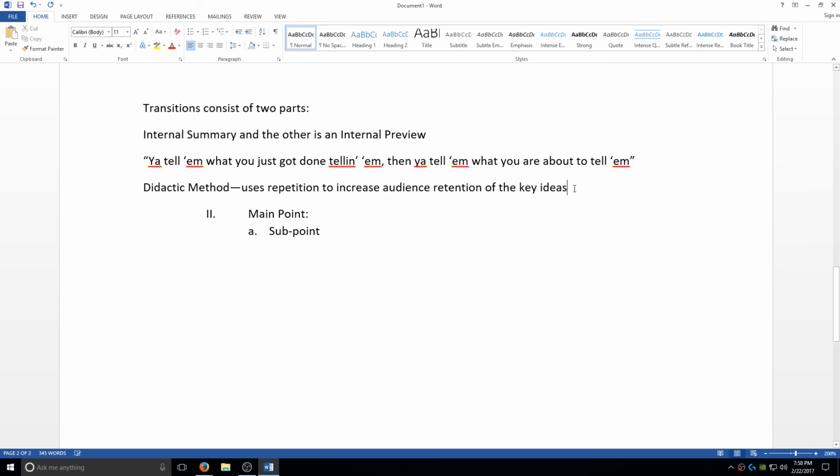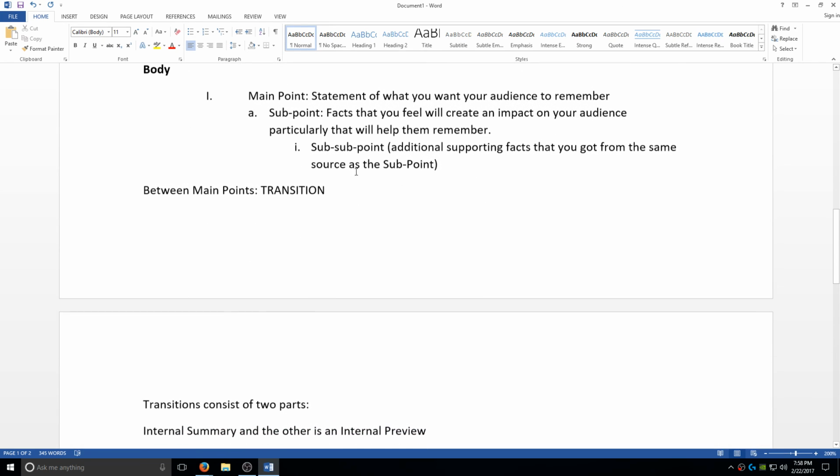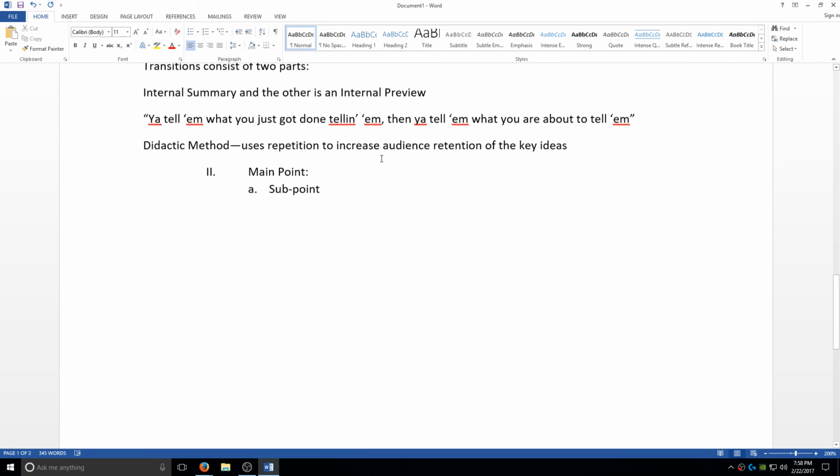But anyway, take your time in trying to figure out what these internal summaries and internal previews should do. I mean, don't agonize over it, because you really can just tell them what you just got done telling them, and then tell them what you're going to tell them. But try to increase some variety in there. Use some synonyms, maybe reword the key phrases in a slightly different way, so that it's still the same ideas, the same repetition, but it doesn't sound like you're quoting from yourself a lot.